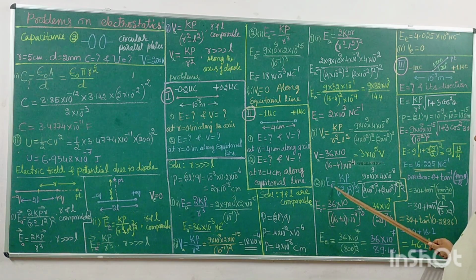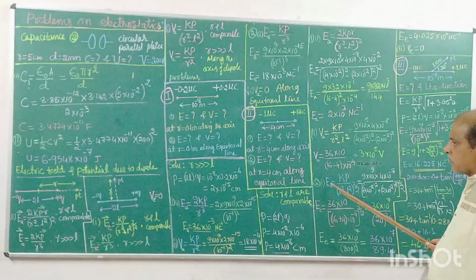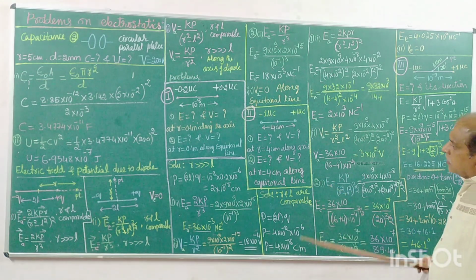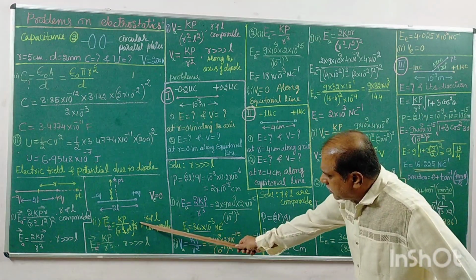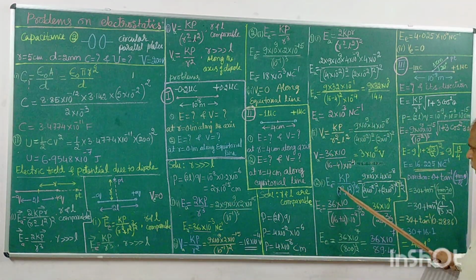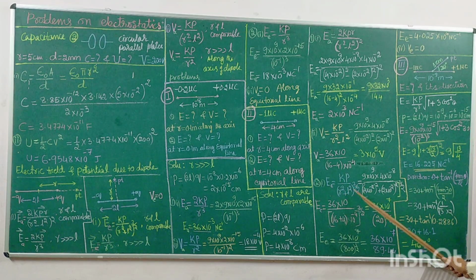And electric field along the equatorial line. Electric field along the equatorial line. The equation for this is the one to be selected: (r square plus L square) to the power of 3 by 2. Substitute for them. This is the K value, this is the P value, this is the R value, plus this is the L value, to the power of 3 by 2. Simplify step by step. This becomes 36 into 10, and this becomes the numerator, with the common factor, and the power 3 by 2 remains over there.